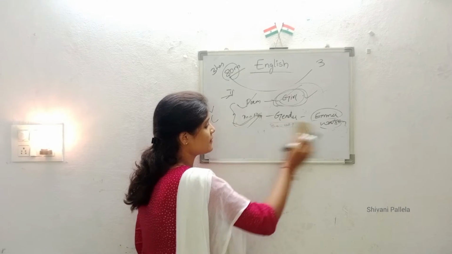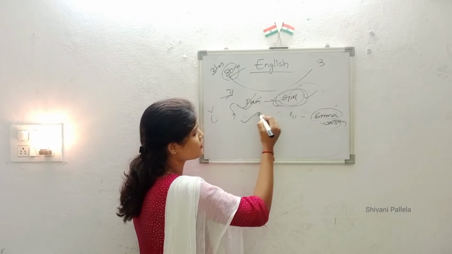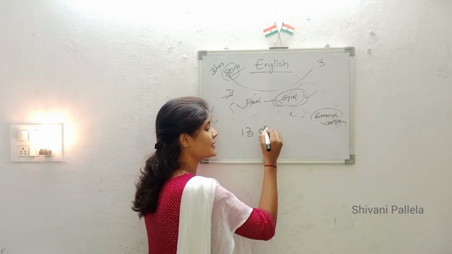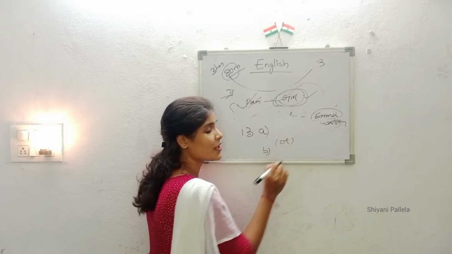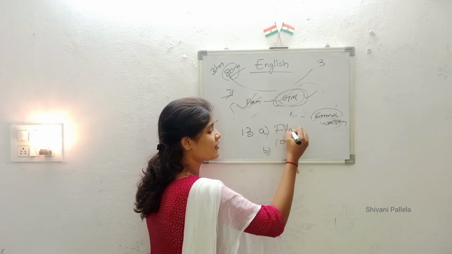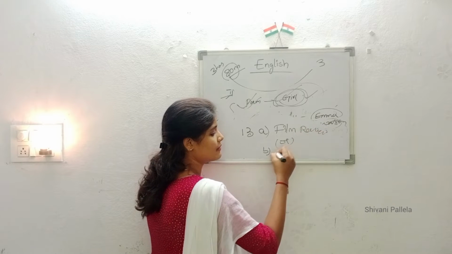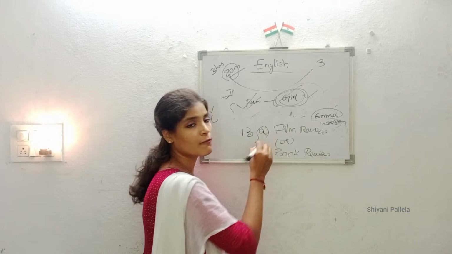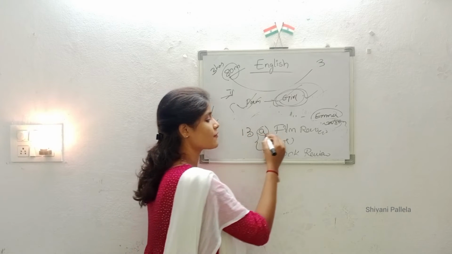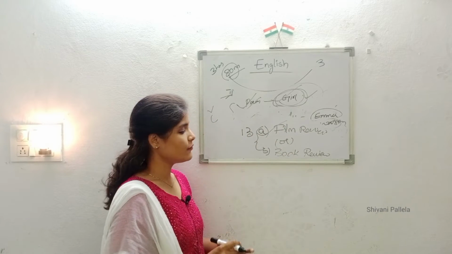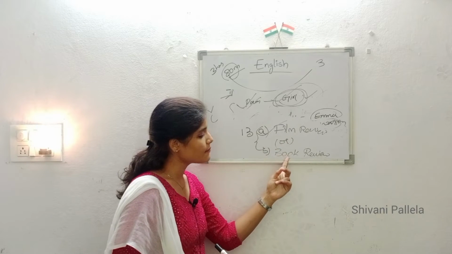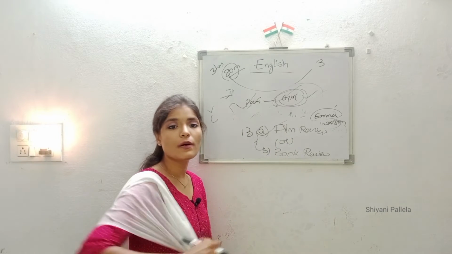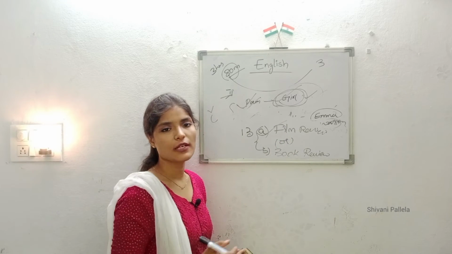Okay, so the 10th and 11th questions are from Girl, the 12th question is from Gender Equality, and the last question in Part B is the 13th question. 13A will come from film review, 13B will come from book review. Prepare any one. My suggestion is film review is easier than book review. If you are learning film review, they give a choice for book review. If you are learning book review, they give a choice for film review. So perfect any one review, that will be enough. If you want to learn both, you can.